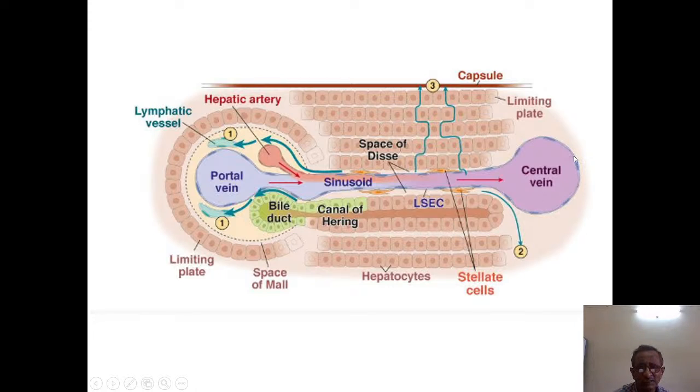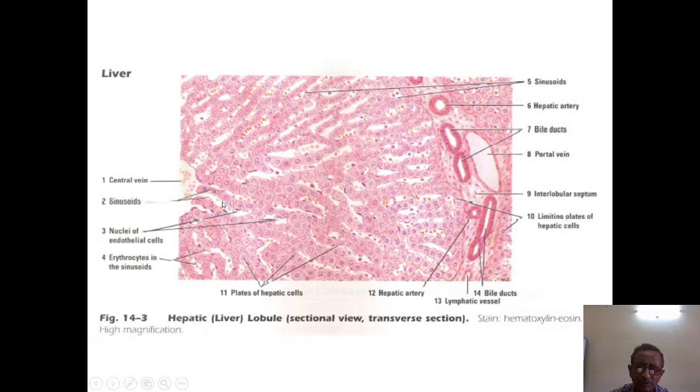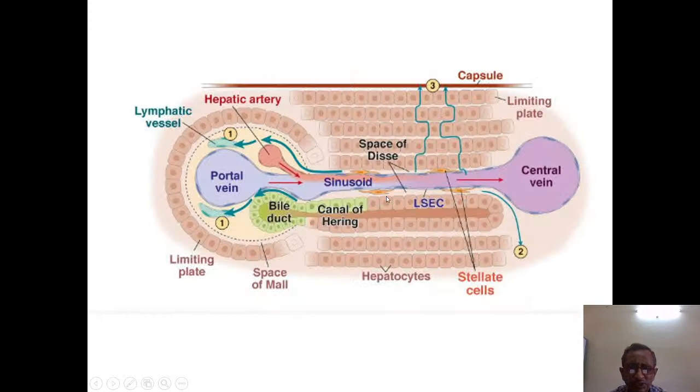The central vein is present in the center of the hepatic lobule, whereas the portal vein is present at the periphery of the hepatic lobule. So from the periphery to the center, these sinusoids are there, and by the side of the sinusoids are the hepatocytes, and the space of Disse is present between hepatocyte and sinusoid. So here the lymph can be collected in the space of Disse.